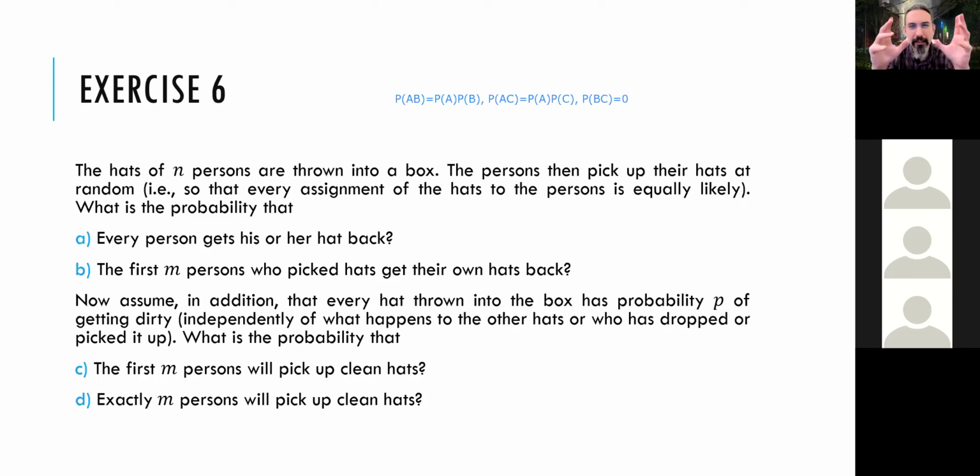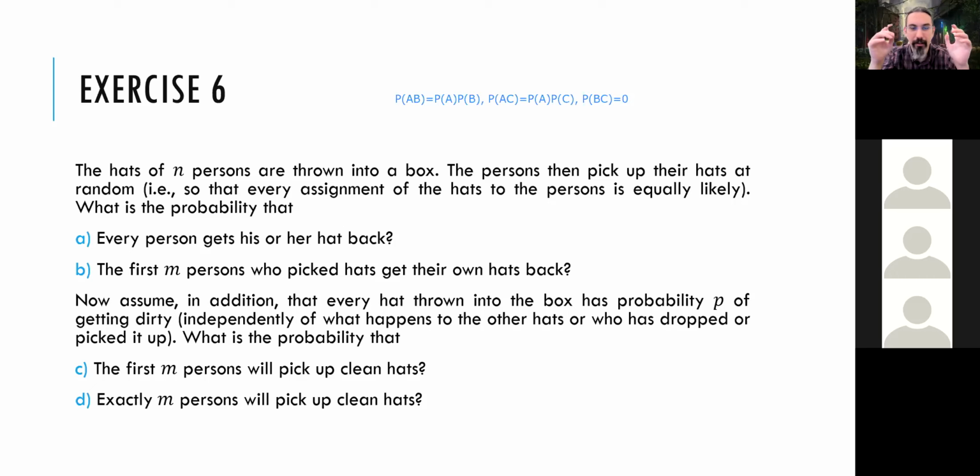Now, exactly m means that, in the first one, we didn't care about the rest of the people, so they could have picked up anything they want. The first m people were picking up clean heads, the rest can get clean or dirty, it doesn't really matter. Their total probability will be 1 anyway, so it won't matter for us. But here, it's different. Exactly m persons will pick up clean heads. Okay, let's start with m persons picking up clean heads.